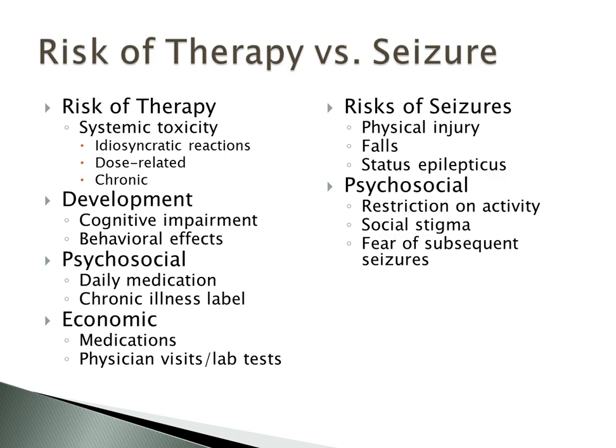So this is what we've kind of been alluding to the whole time, the risk of therapy versus the risk of seizure. And you have to weigh that risk for patients who have had a complex febrile seizure. So the risk of therapy, systemic toxicities, some of the things like rash that are idiosyncratic, things that are dose-related, or even some of those chronic effects like development, like behavioral effects of development, or even cognitive impairment. There are also psychosocial consequences of taking a daily medication, or even having the label of chronic illness. And economic, these medications must be purchased by the family, and they'll often require lab tests plus physician follow-ups to make sure they're monitored and administered safely.